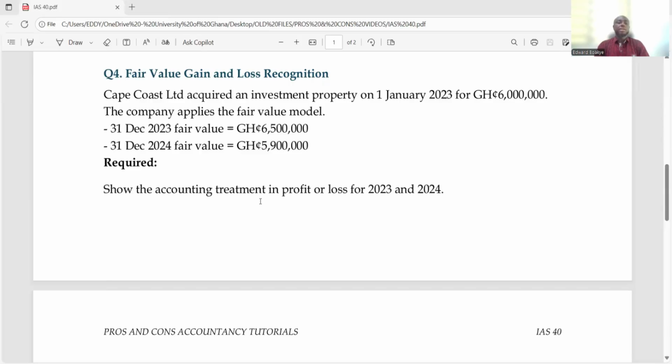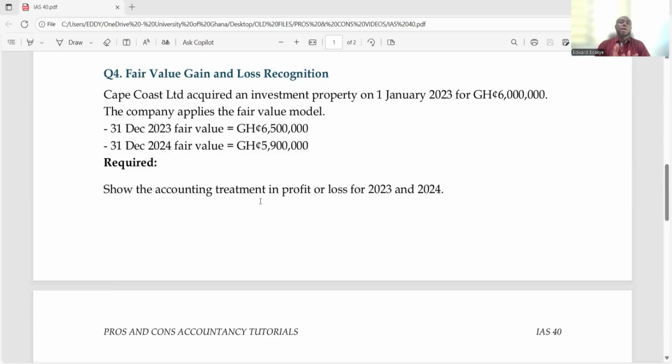If you look at this, on 31st December 2023, which is the end of the year, the fair value was 6.5 million. So good for us, we've gotten a gain as of December, and we recognize that gain in our P or L. The asset itself will be 6.5 million at the end of the year, and we get a gain of 500,000. On 31st December 2024, going to the market, you saw that the fair value had dropped to 5.9 million. So there's a loss of 600,000, and that 600,000 will go into our P or L.